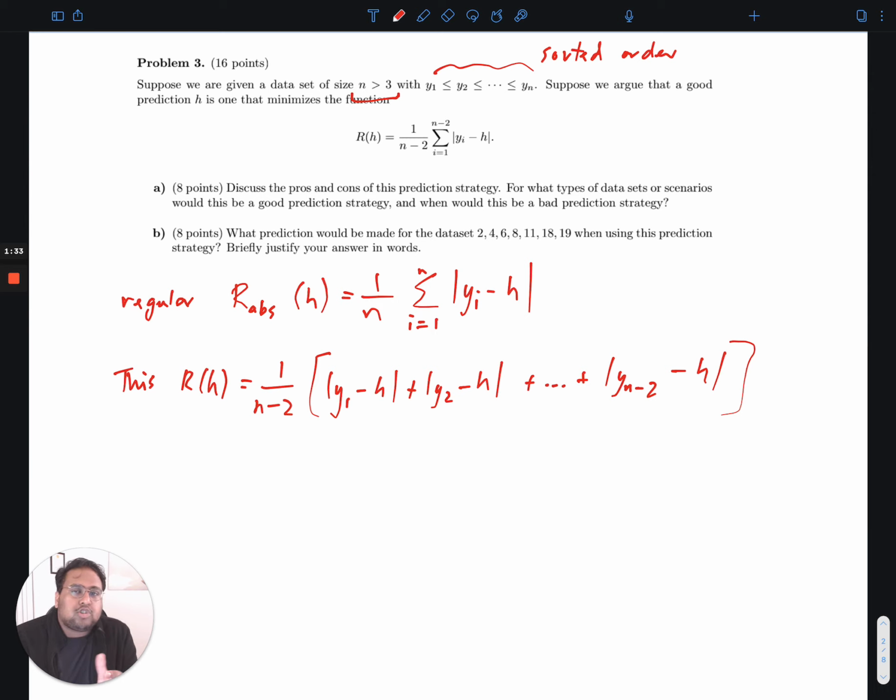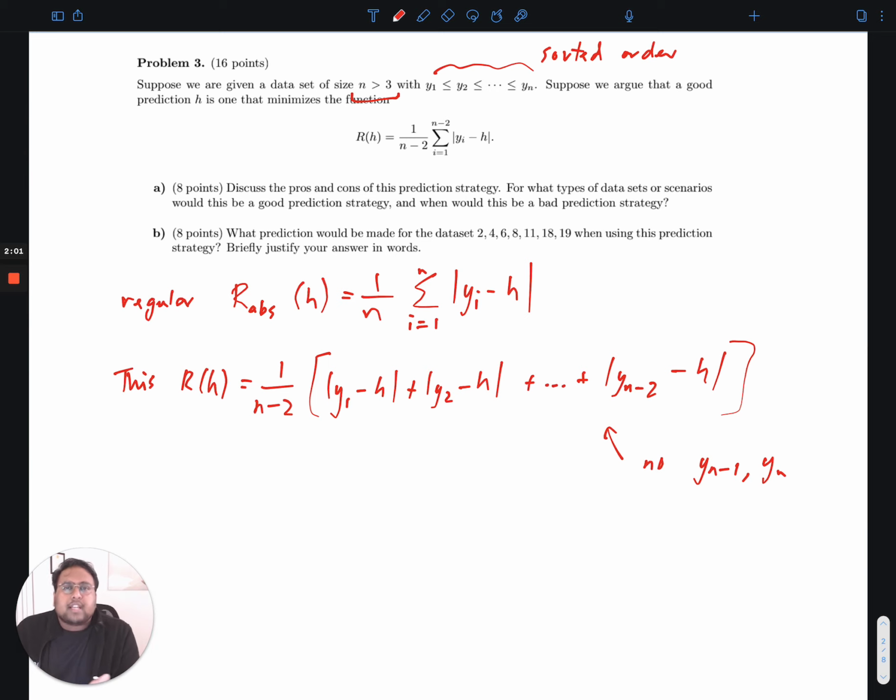So this is actually just minimizing regular mean absolute error if you ignore the data points yn minus 1 and yn. There's no yn minus 1 here, and there's no yn here. Because we're told our data points are in sorted order, this is equivalent to minimizing mean absolute error after you get rid of the 2 largest data points.